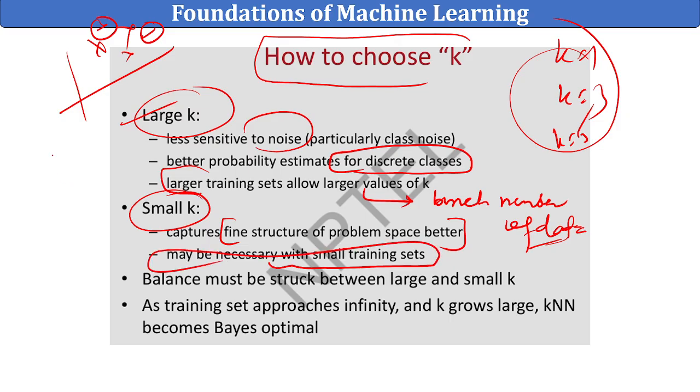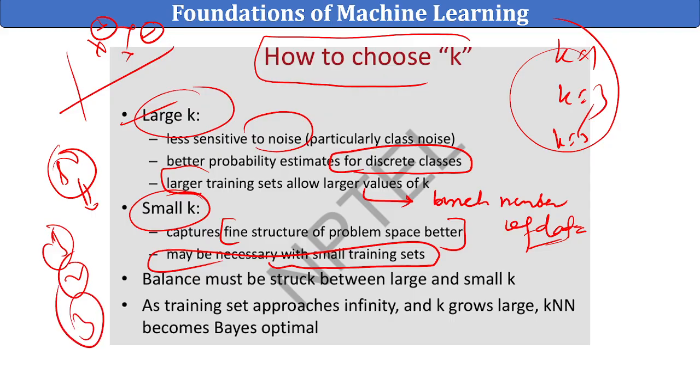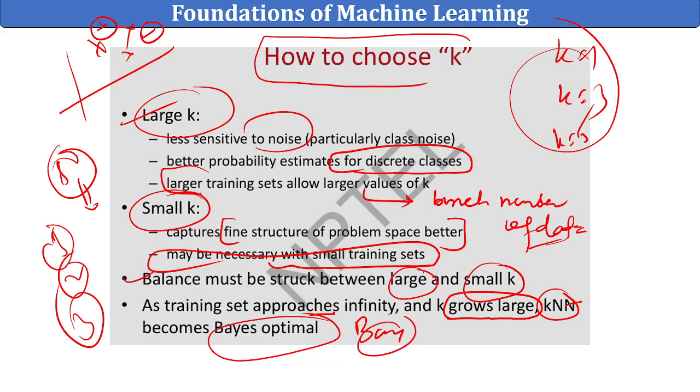Let's say I took a 50 example training data set, so we can go for 5, or for 2 or 3 also. It will give better results. Again, we have to make a balance between the large and small k values. As the training set approaches infinity, k will go large, and then KNN will become Bayes optimal. It's based upon the Bayes theorem.